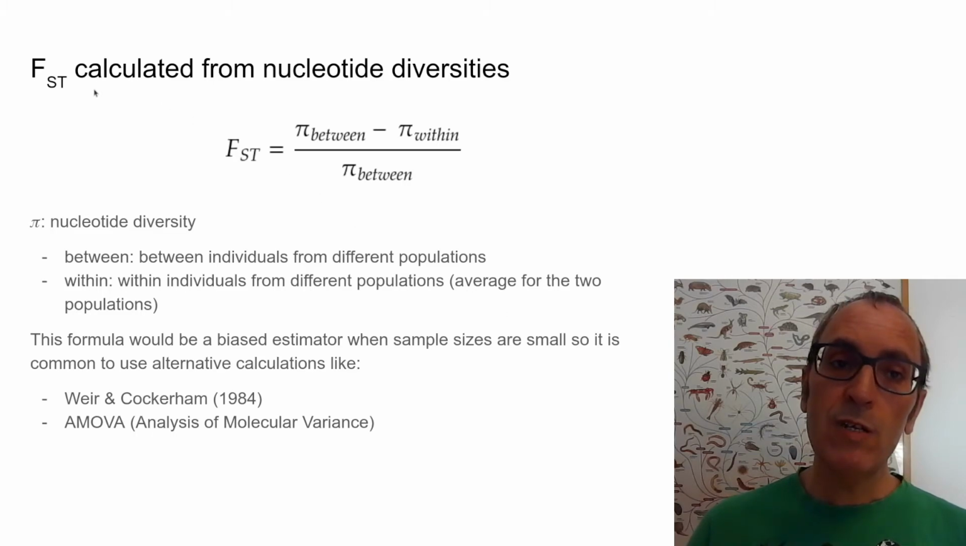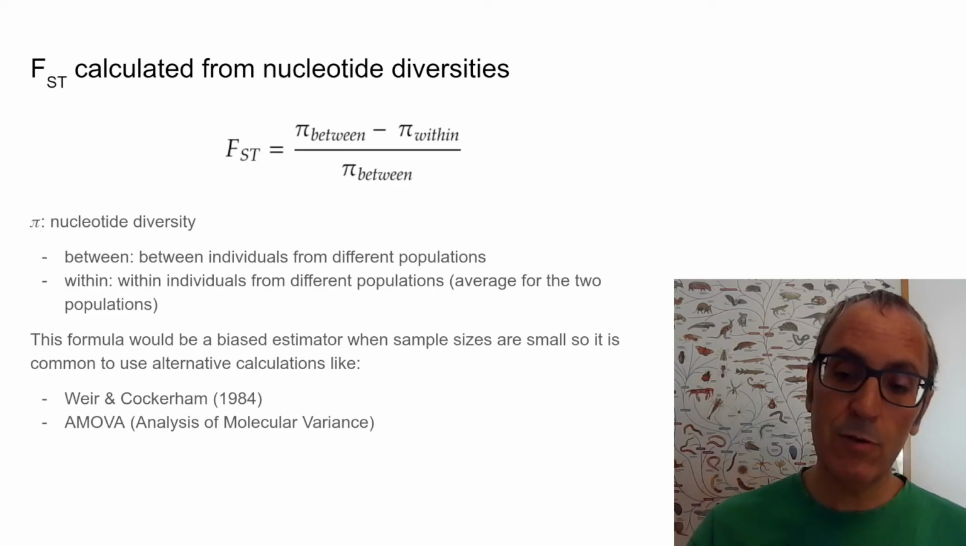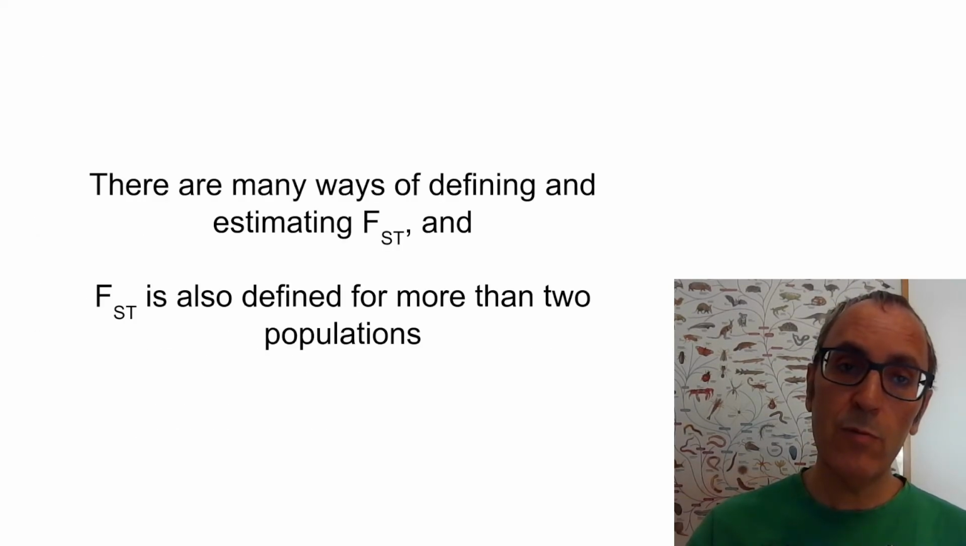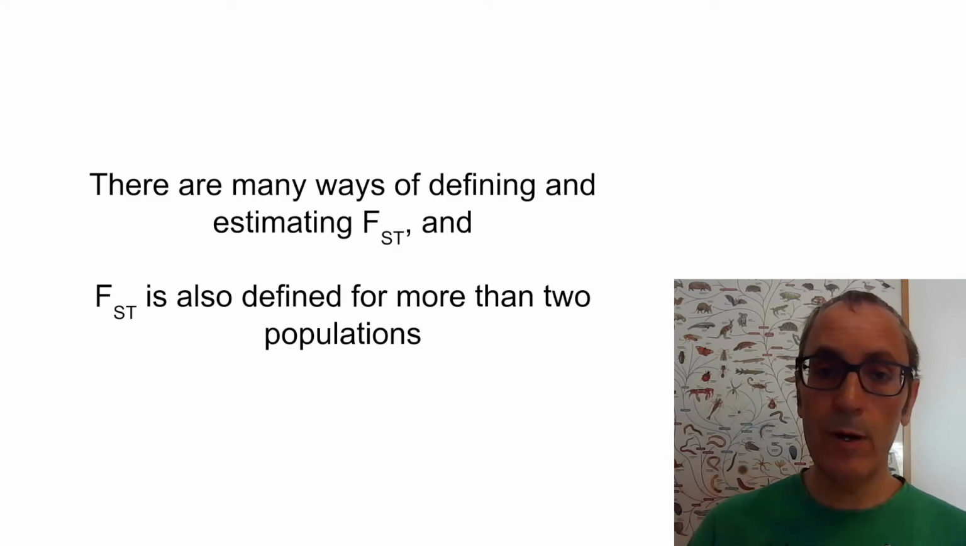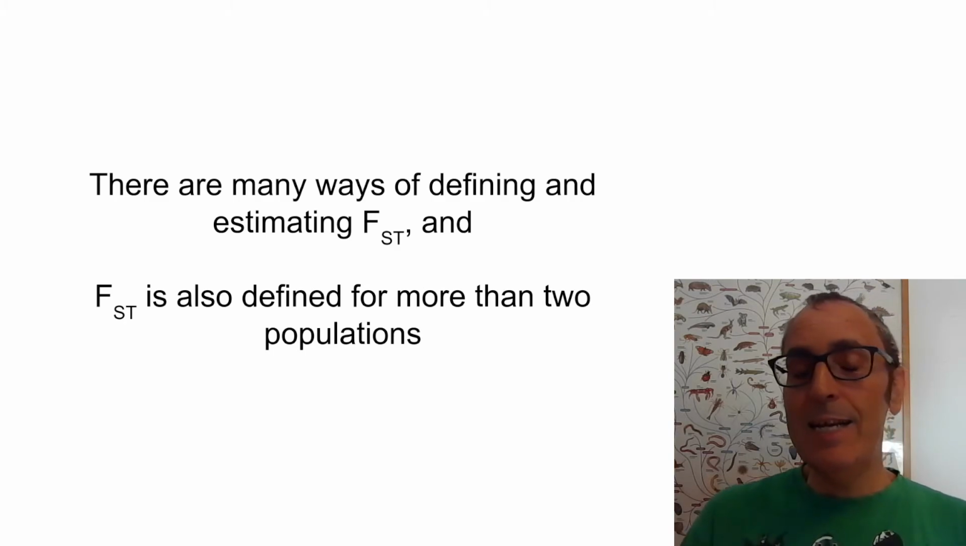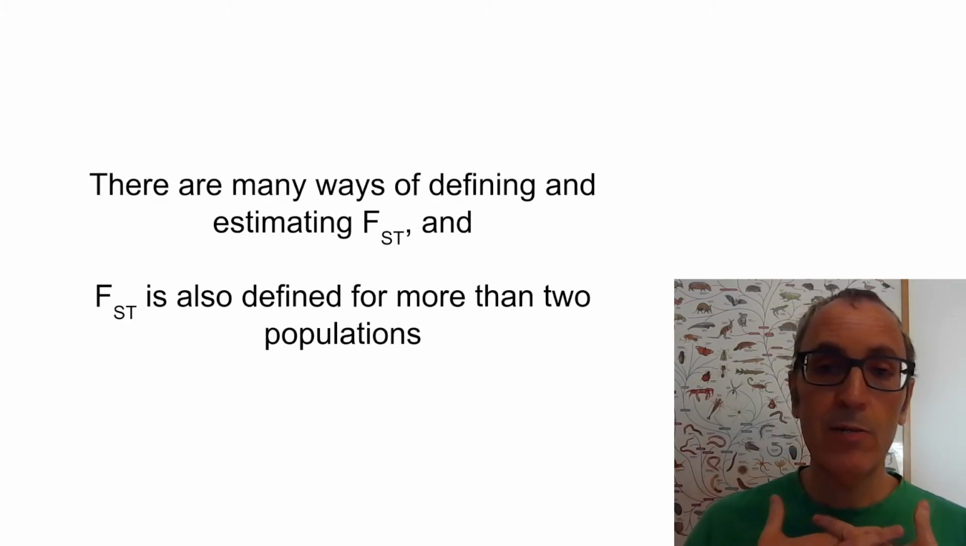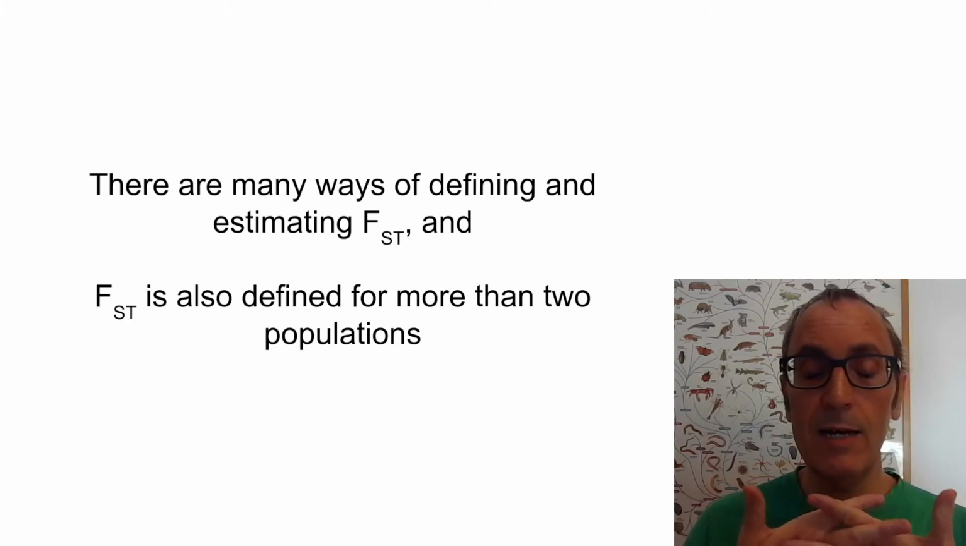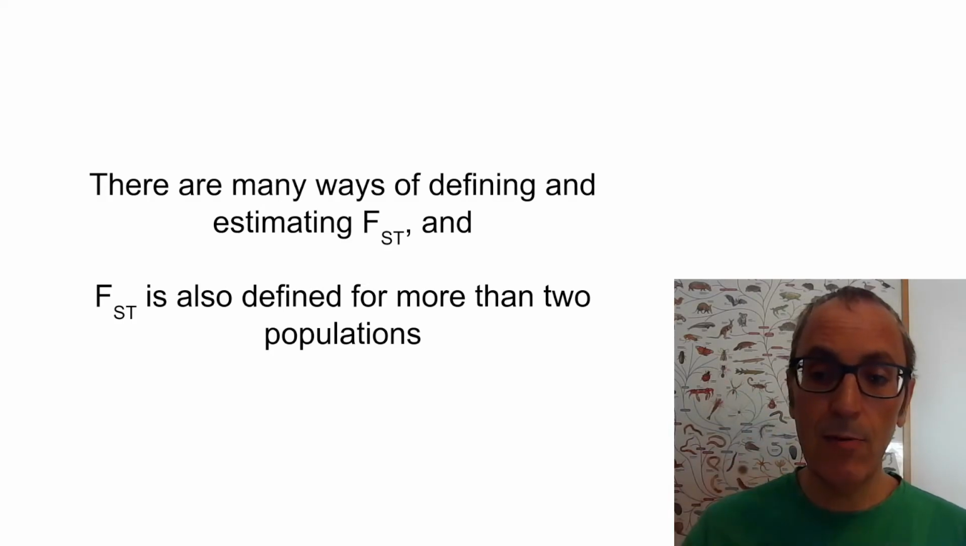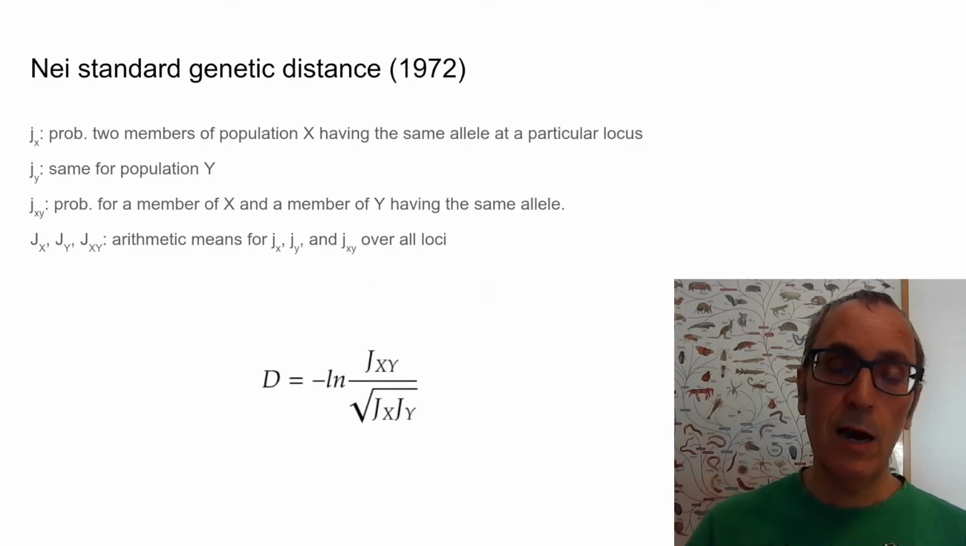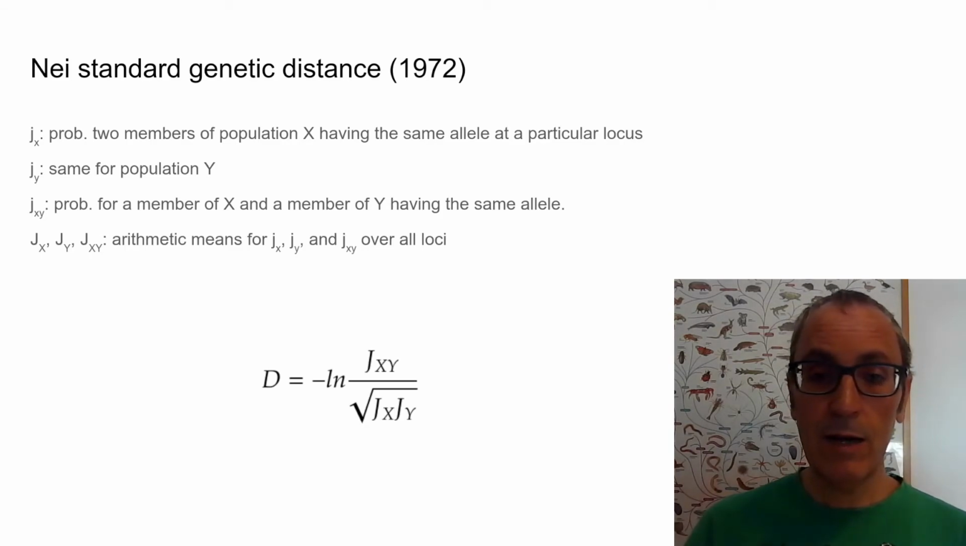You can also calculate FST with any diversity, for instance with pi. That is also used when you have sequences. So you can calculate FST from sequences, not just from molecular markers. There are many ways of defining and estimating FST. Okay, this is a very complex topic and I am not an expert, but it's important to have the idea of what FST means. How to calculate it can be quite involved depending on the author.